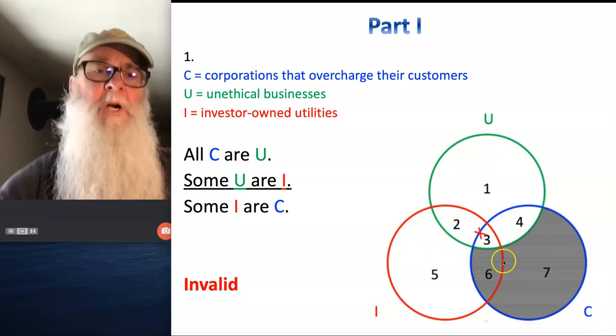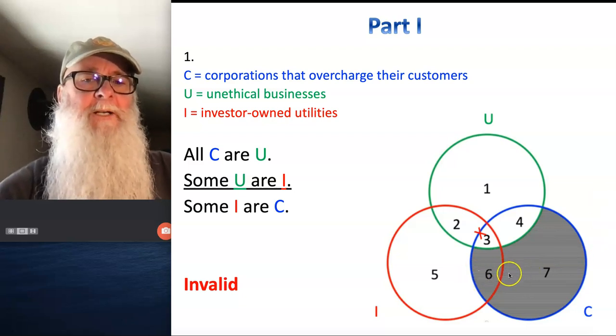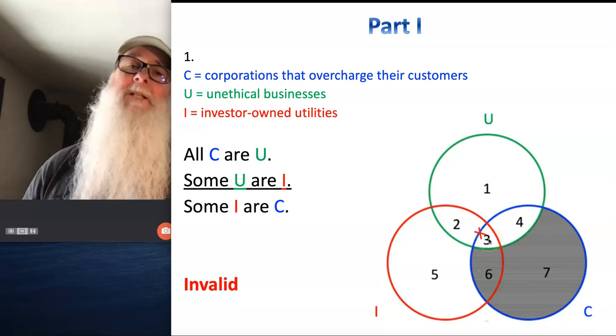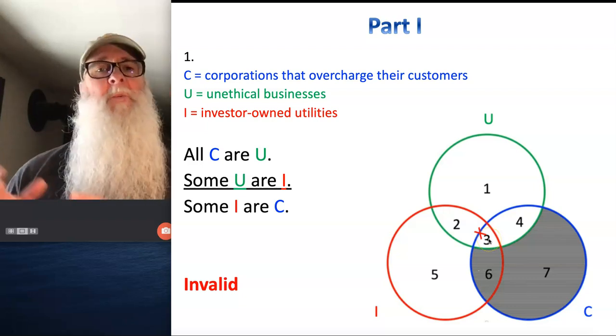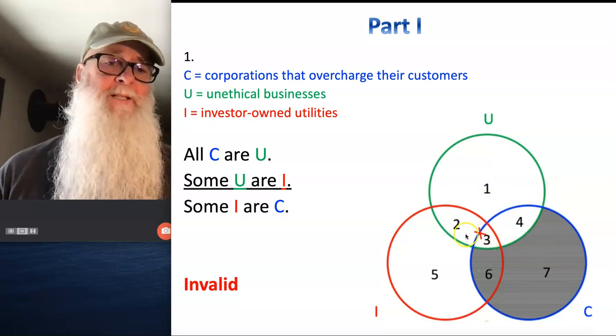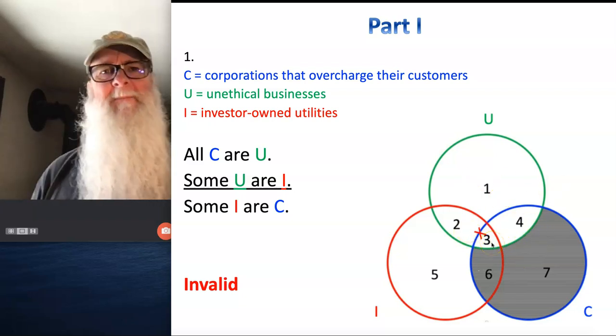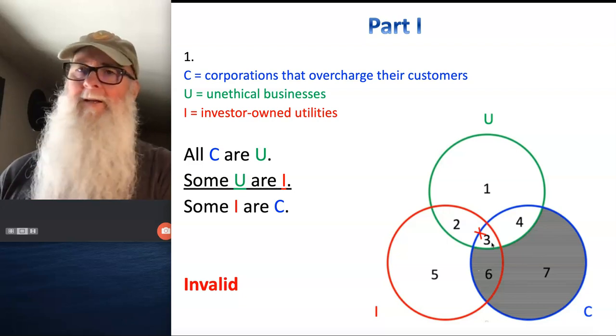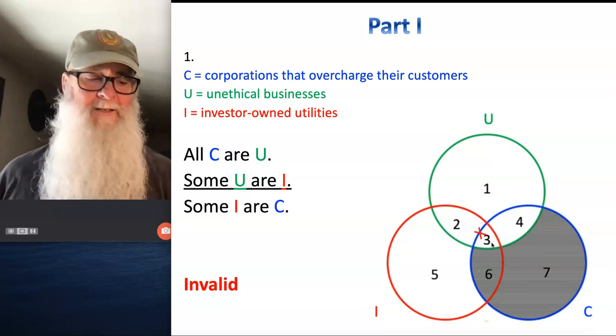Okay. When we mark our premise statements, we shade in area 6 and 7 to show that all the C's are also U's, but we mark the X on the line separating area 2 and 3, because when we went to mark premise number 2, some U are I, we realized we could put an X in area 2 or area 3, and anytime that happens, we put that single X on the line separating those two areas, and any argument with the X on the line is an invalid argument.